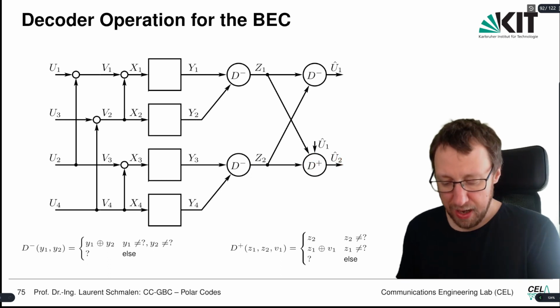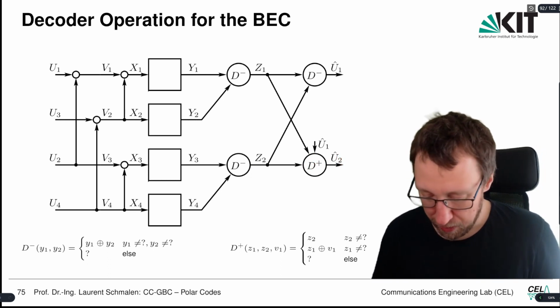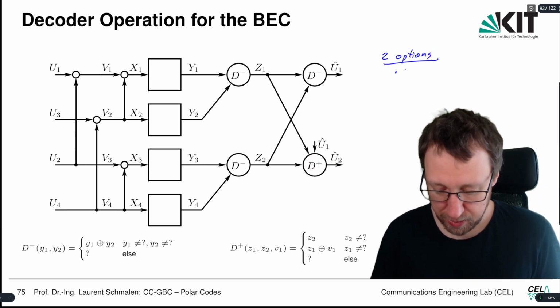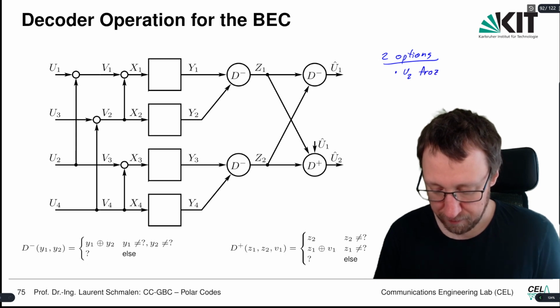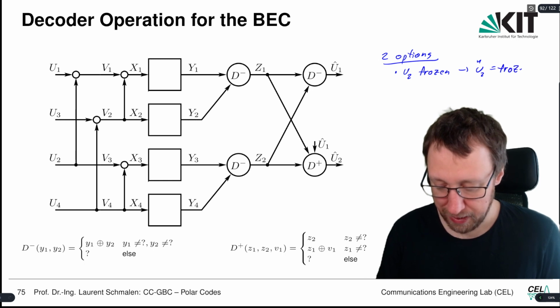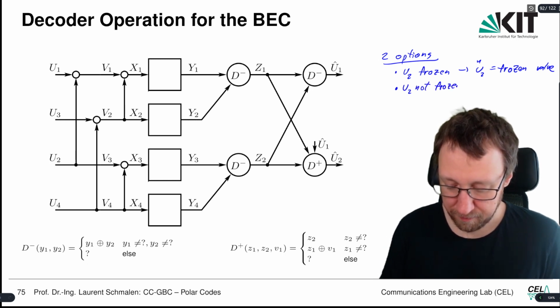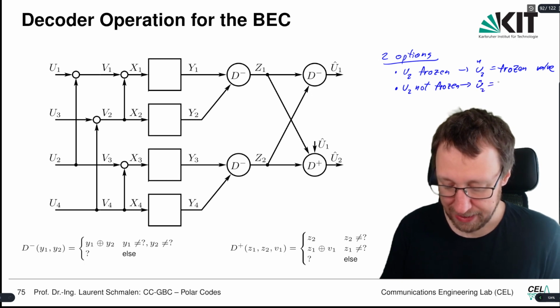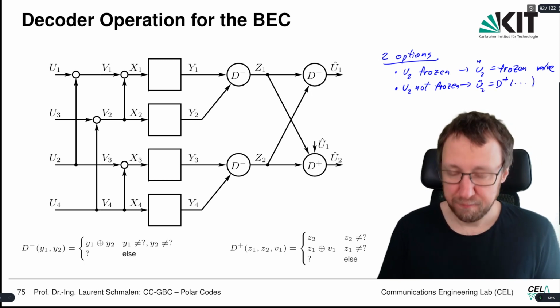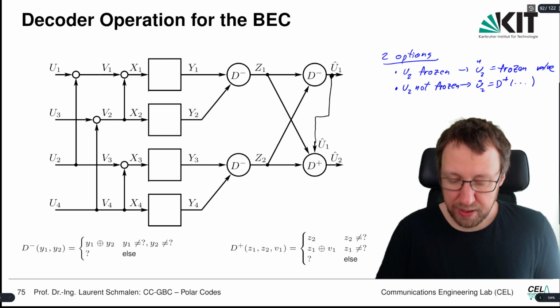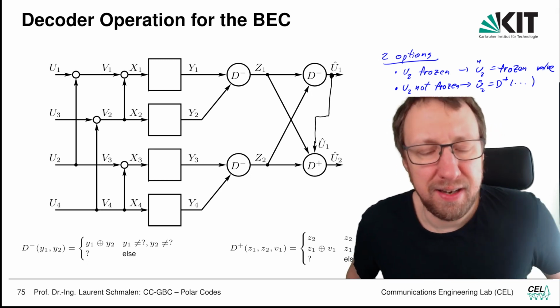Again, same thing here. If U2 is frozen, so again, we have two options. Let me just write them quickly down. First one, U2 frozen. That means U2 hat becomes the frozen value. And second option, U2 is not frozen. Then U2 hat is the output of the decoder D+, and U1 hat is being used as an input to this second decoder.